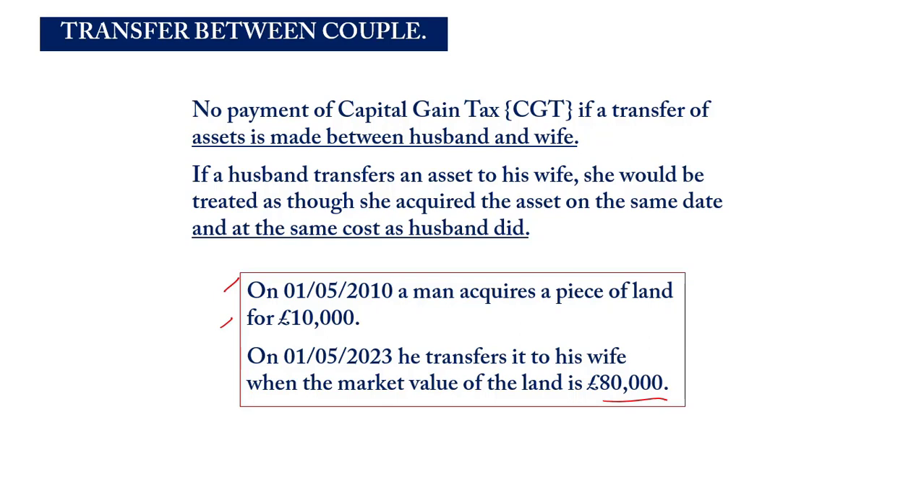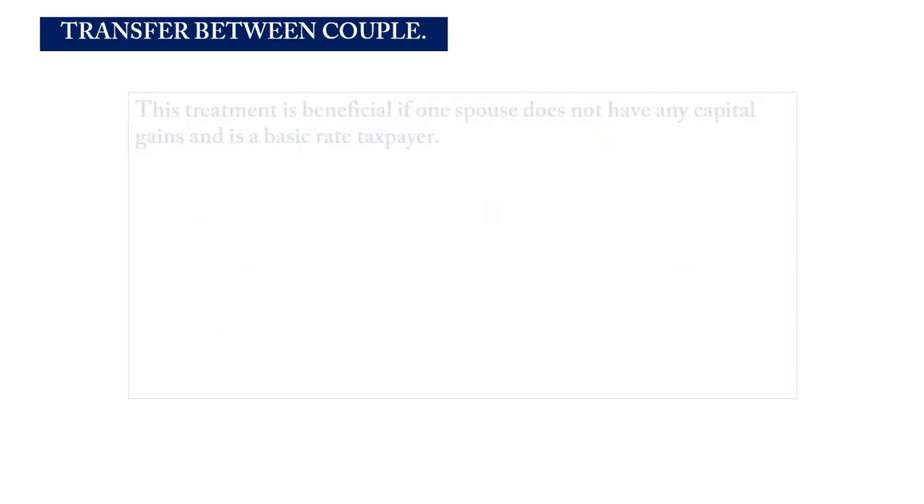So what they are saying is that when the transfer is made, the gift is made, then the tax will not arise immediately. So when the wife sells off the asset, it will now be the proceeds against the 10,000. Okay, so that's all this one is saying.